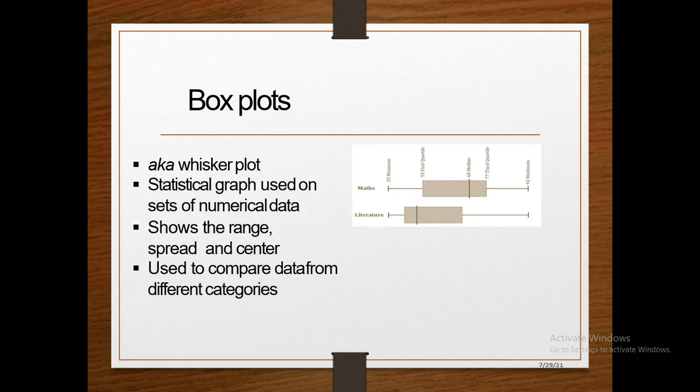Now this is box plot. It is also called a whisker plot. This is a statistical graph and it is used for sets of numerical data. It will show the range, the spread and the center as well. It is normally used to compare the data of different categories. So minimum, then first quartile, then median, then third quartile, then maximum. So there are 3 quartiles in box plots: 25%, 50% and 75% are the quartiles, the ranges.